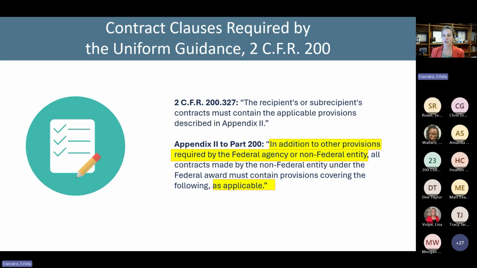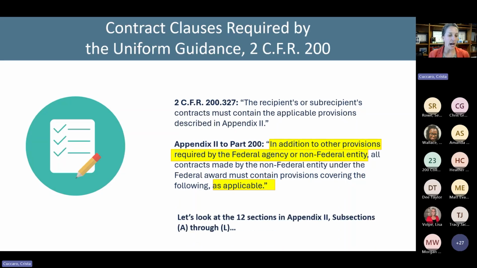The other highlighted portion in this sentence, as applicable, hopefully indicates to you that we've got all these contract clauses, but they may not all be applicable at all times. And that is certainly the case. So Appendix 2 lists the contract clauses and then says you have to include these as applicable. We'll unpack that a little bit more as we go along, but I just want to flag those two things for you and get you thinking about that as we move through this content.